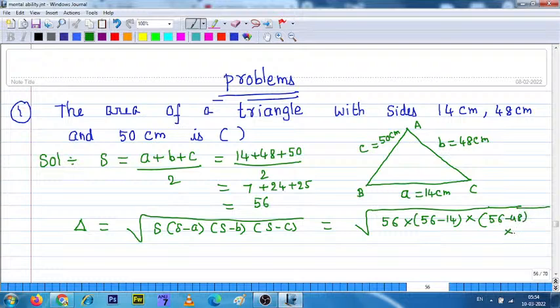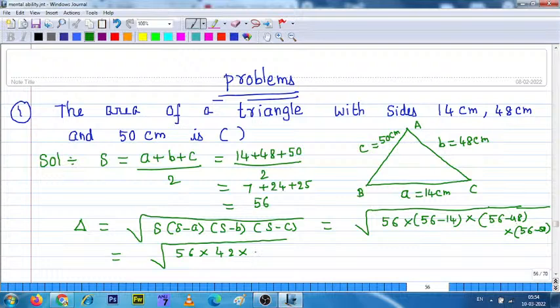So into, that is S minus 56 minus 50. So let us simplify. It's very good. 56 is absolutely correct. Now this equal to, we need to simplify. Then simplify. 56 multiplied with 56 minus 14, that will be 42. I hope it's correct.